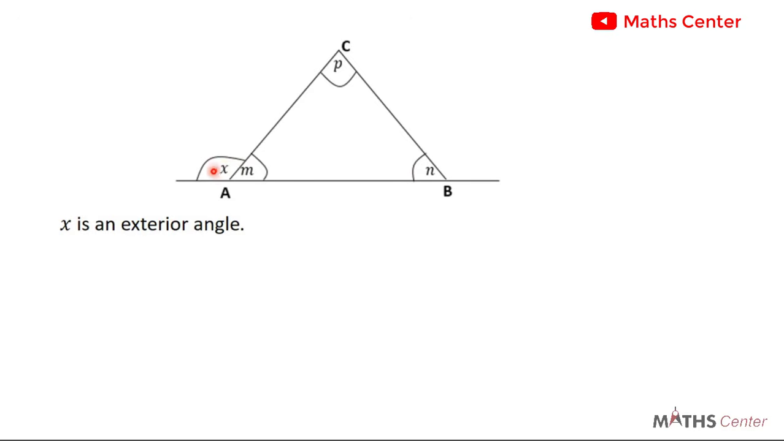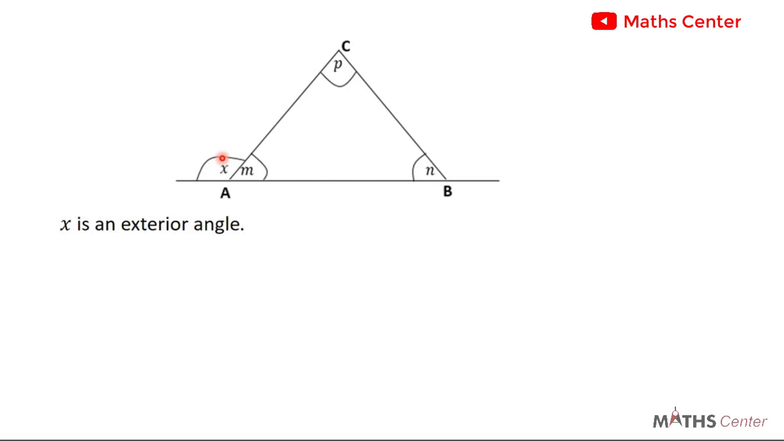Now, this X here is called an exterior angle. P and N are called interior opposite angles of X. I'm going to explain that. P and N are called interior opposite angles of X. Now, let's look at this. M here is the interior angle of X. You see, on this line, M is the interior angle and S is the exterior angle. Now, what are the interior angles opposite to M? They are P and N. So we say that P and N here are the interior opposite angles of this exterior angle, which is X.